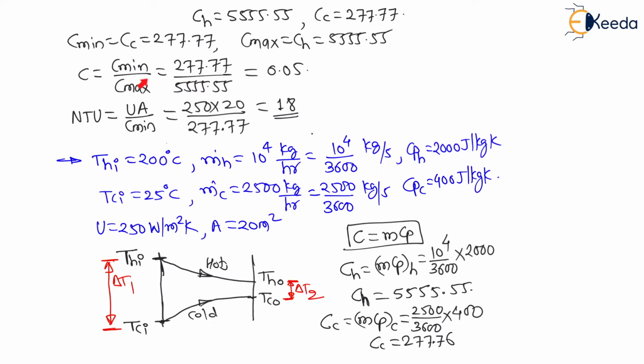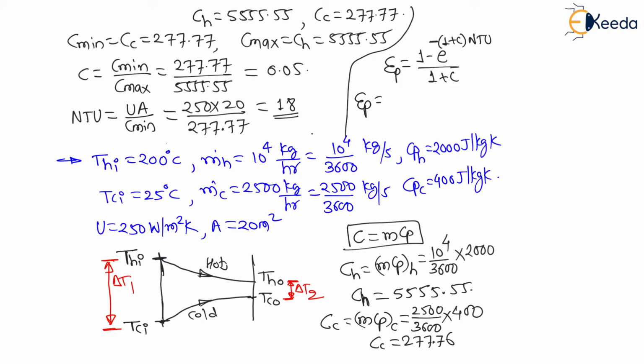Now my dear students, once you calculate the number of transfer units and C, then we can calculate the effectiveness of heat exchanger. Now as it is parallel flow heat exchanger, for parallel flow heat exchanger, effectiveness of parallel flow heat exchanger is nothing but, in terms of this C and in terms of this NTU, this is given as 1 minus e to the power minus NTU into 1 plus C, divided by 1 plus C. Right, this is the formula to find effectiveness of parallel flow heat exchanger. So let us find this effectiveness of parallel flow heat exchanger.